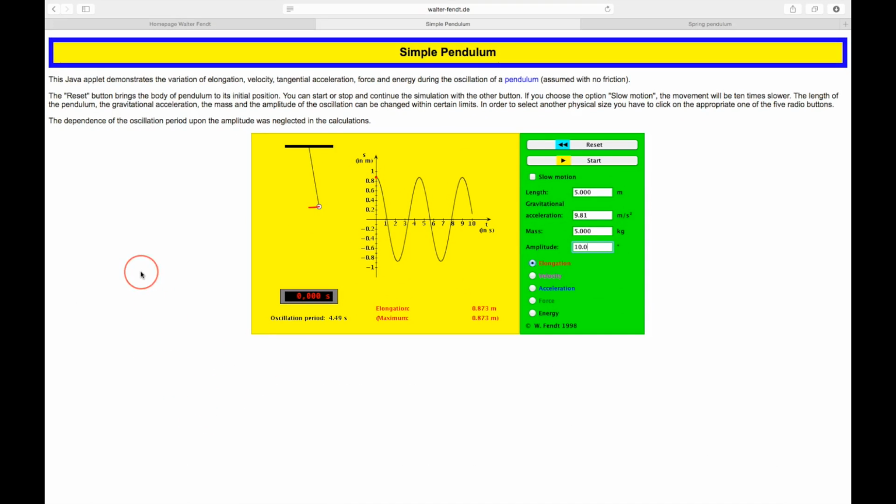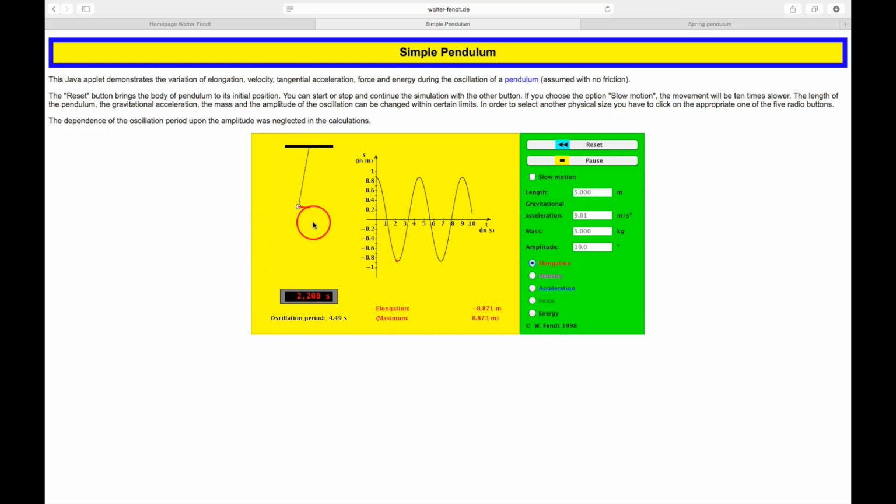So here I've brought up a freely available Java applet that will simulate the motion of the pendulum and also graph it in a way where we can see, in this case, the elongation or the displacement from its maximum angle over here. And we can see it move through time. So I'll start this up so we can take a look what's going on.